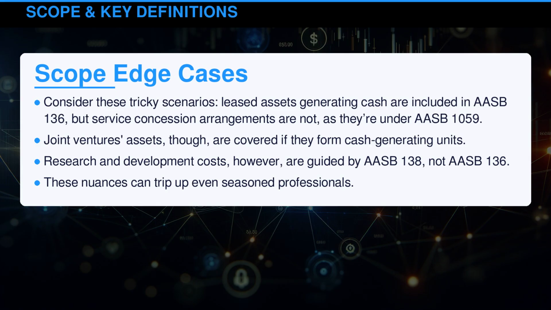Consider these tricky scenarios. Leased assets generating cash are included in AASB 136, but service concession arrangements are not, as they're under AASB 1059. Joint ventures assets, though, are covered if they form cash-generating units. Research and development costs, however, are guided by AASB 138, not AASB 136. These nuances can trip up even seasoned professionals.